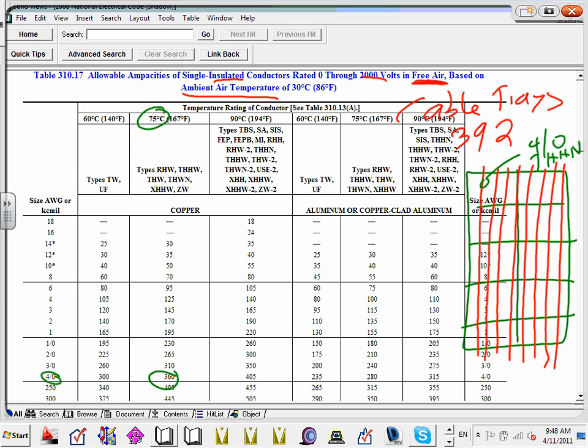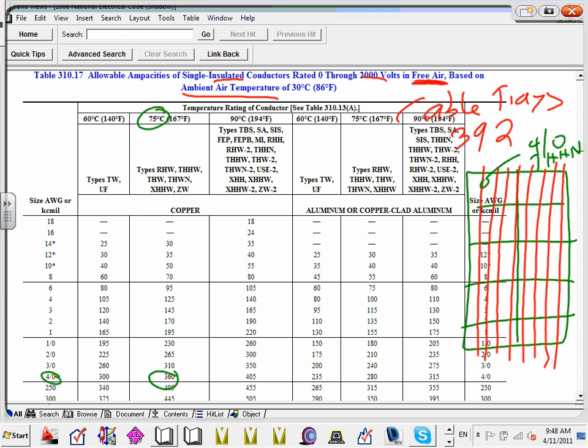230. If I use this table based on a cable tray, how much current can I carry from this baby? 360. What's the difference? 230, 360, 130 amps extra. Is that cool or what? 130 amps from the same conductor, the same insulation, the same ambient temperature.